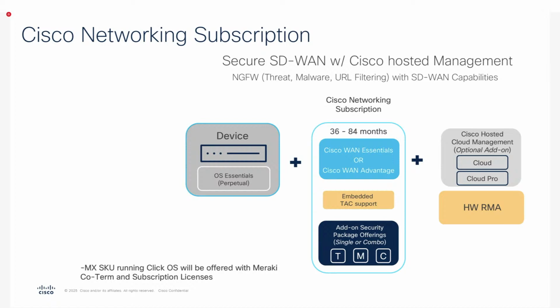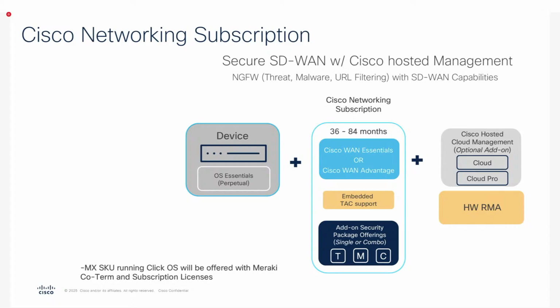So with the device, similar to the switches, you get the OS Essentials, which is perpetual. So if you're managing your device via CLI or API access, you have full access to your device. Your network subscription, 36 to 84 months, you have the same Essentials and Advantage packages, trying to stay aligned and make it easier for you to understand. And then that embeds our TAC support. And then if you want to add-in packages for threat, malware, or content filtering, the URL filtering, you could add those packages on. And then there's also the additional hardware RMA if you need 4-hour replacement or next business day, whatever your RMA needs, you could add that onto the package as well.